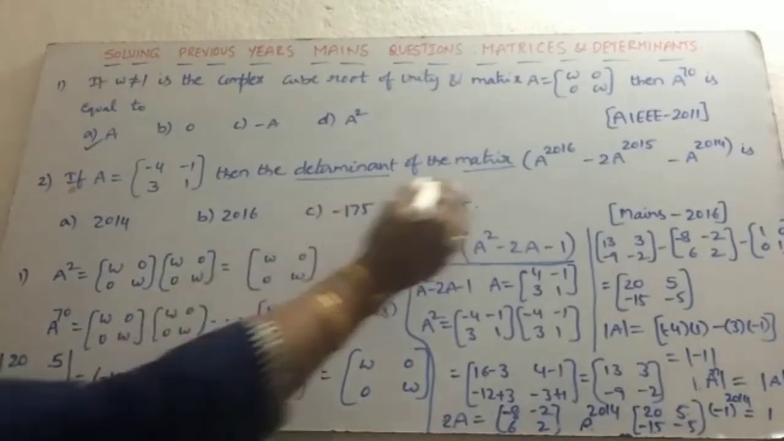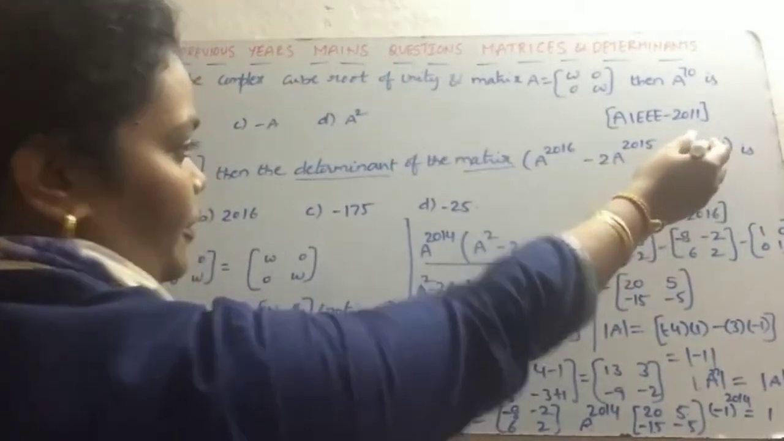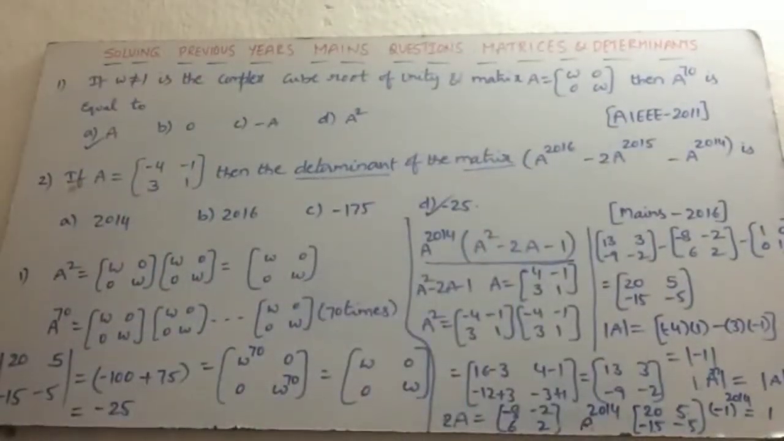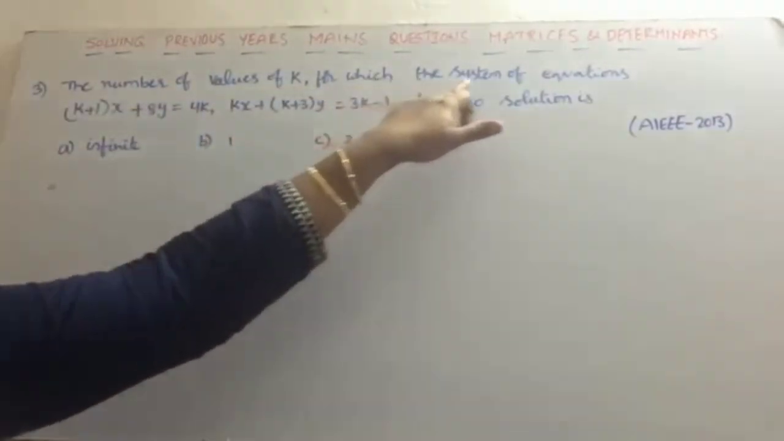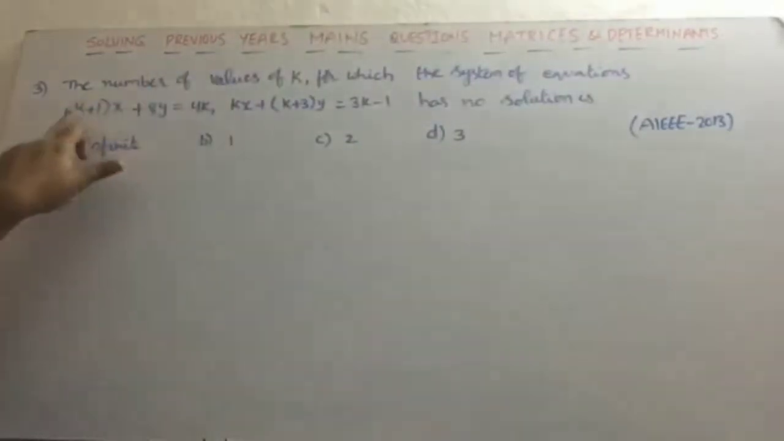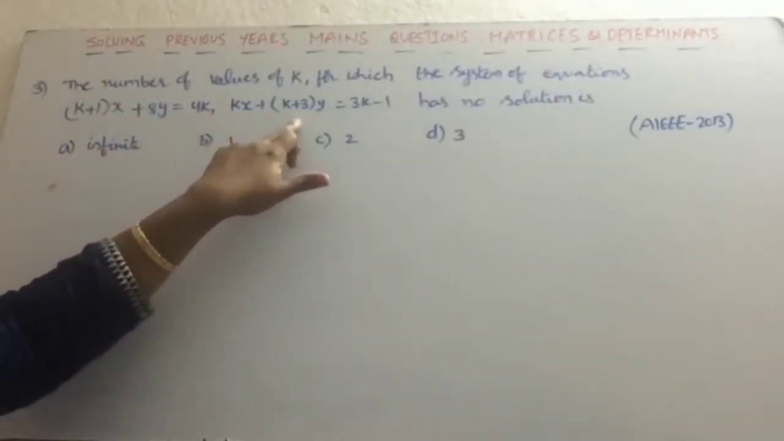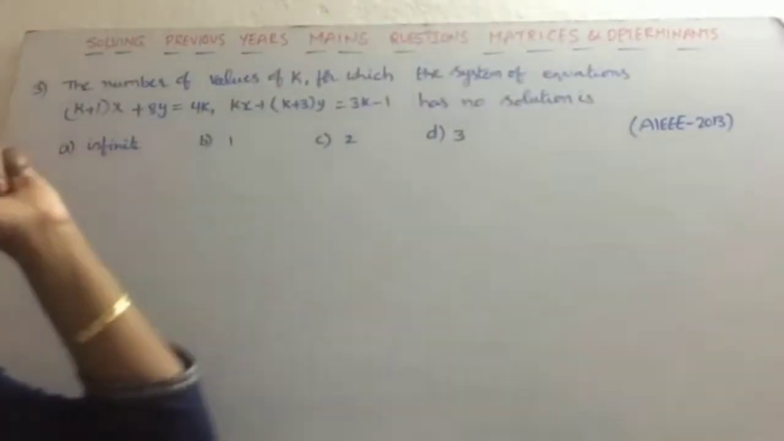So the value of a power 2016 minus 2a power 2015 minus a to the power of 2014 is minus 25. The next problem is: the number of values of k for which the system of equations (k plus 1)x plus 8y equal to 4k, kx plus (k plus 3)y equal to 3k minus 1 has no solutions.